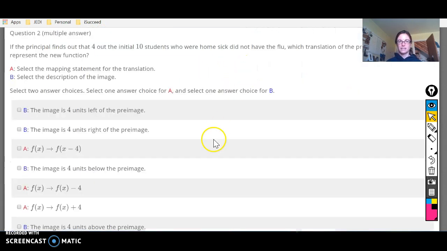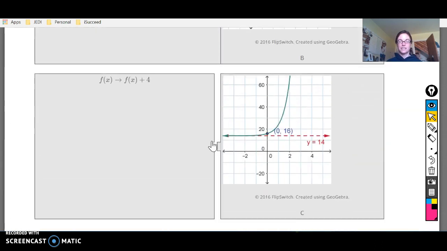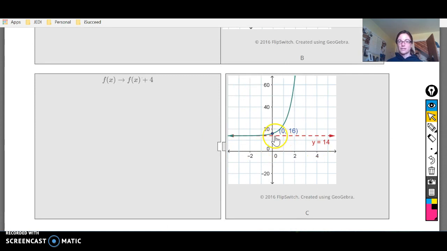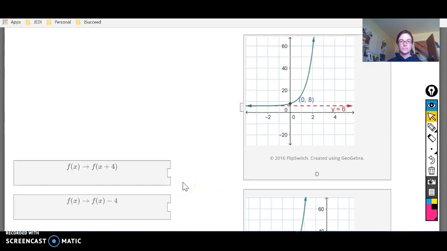Let's get that to highlight. Did it do it? It did. And then the initial value there would be 0 and 16.